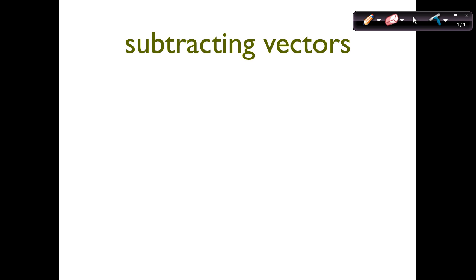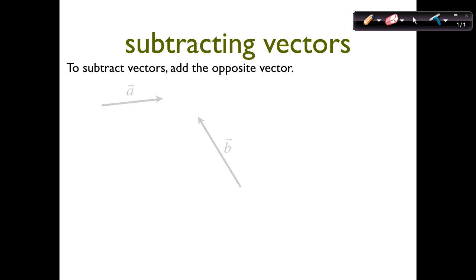Okay, subtracting vectors. This is a little more dicey. The underlying idea here is that to subtract vectors, we're just going to add the opposite vector. So start with the vector and then add the opposite. We know that works with arithmetic too. So the example would be B minus A, which would be the same as B plus the opposite of A. So that's the opposite of A, right? Same magnitude in the opposite direction.